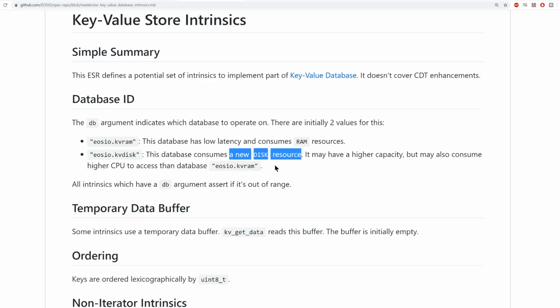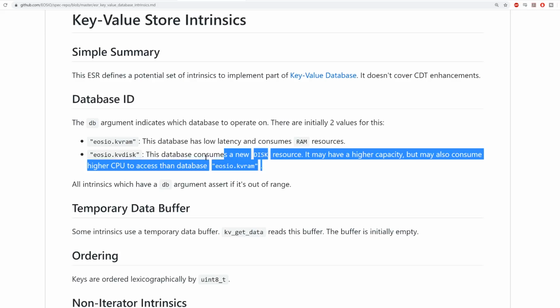Okay, so let's get into the details. What is DISK? And Corvin goes on to explain here how does it work and what does it mean for EOSIO chains? So there's some technical stuff here.